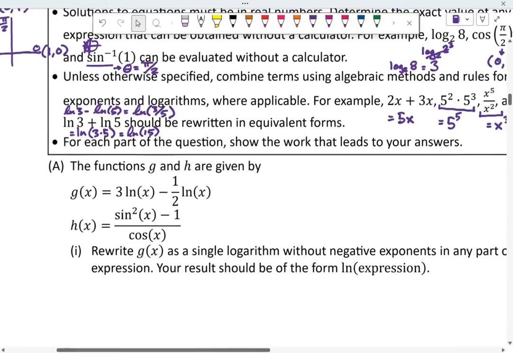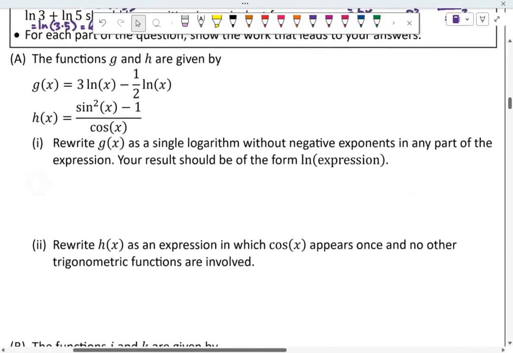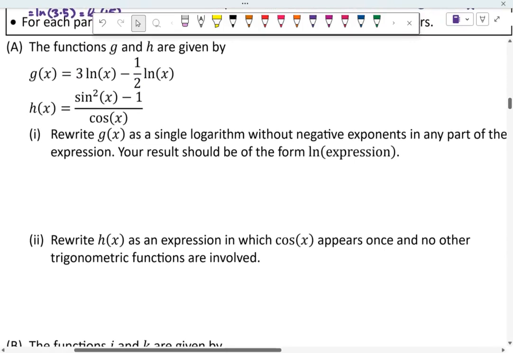All right, for each part of the question, show the work that leads to your answers. I've mentioned that a lot. You need to show your work. Do not just give answers. Okay, let's go ahead and jump in to part A.